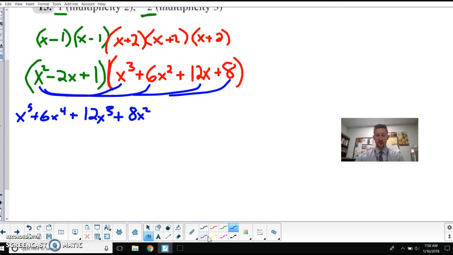Then I'm going to take the negative 2x in the middle and do the same thing, distributing it to all these terms. So negative 2x times x cubed is going to be negative 2x to the 4th. And notice where I put it: instead of writing it along the line, I write it underneath its like term. That's going to make for easier combination of like terms in just a minute. Next, negative 2x times this is going to be minus 12x cubed, and then minus 24x squared, and finally minus 16x is going to be the final term.